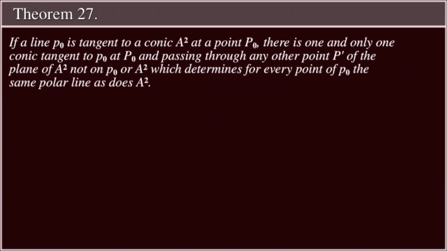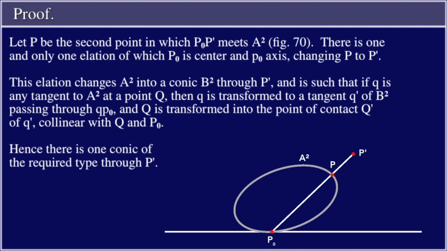Theorem 27. If a line p0 is tangent to a conic A squared at a point P0, there is one and only one conic tangent to p0 at P0 and passing through any other point P' of the plane of A squared not on p0 or A squared, which determines for every point of p0 the same polar line as does A squared. Proof: let P be the second point in which p0 P' meets A squared.